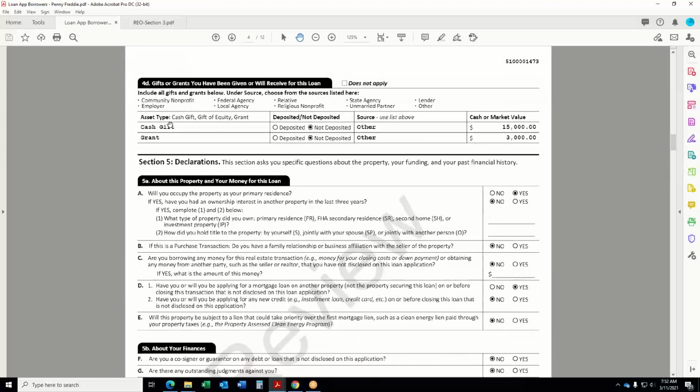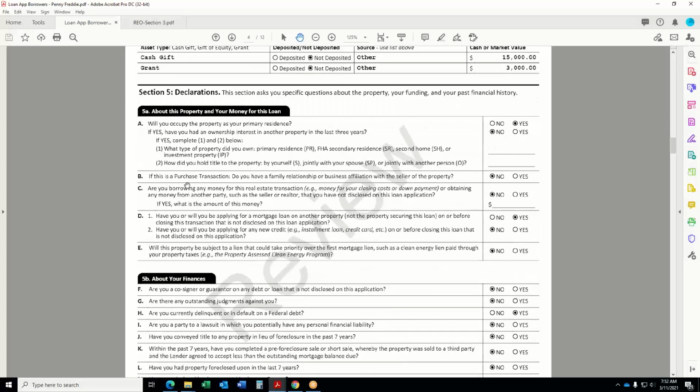As we move into section 4D, this is the area that the borrower will disclose any gifts or grants they have received or will be receiving for this transaction. It will list out the gift or grant type, if it's been deposited or not, the source, and the estimated cash or market value.